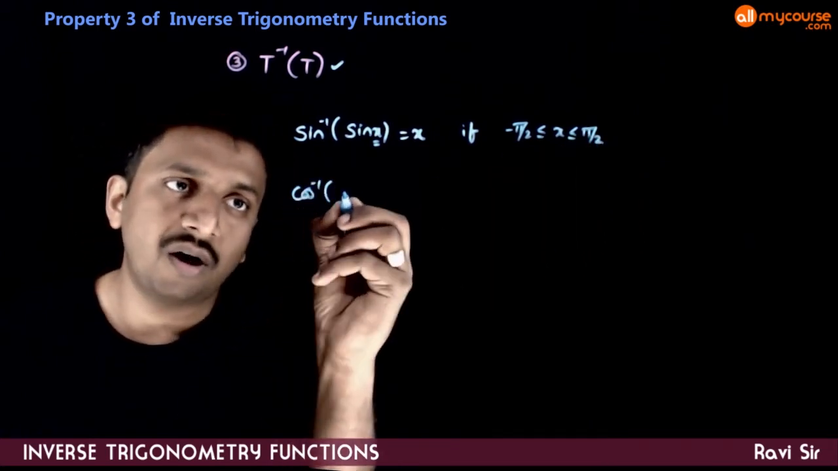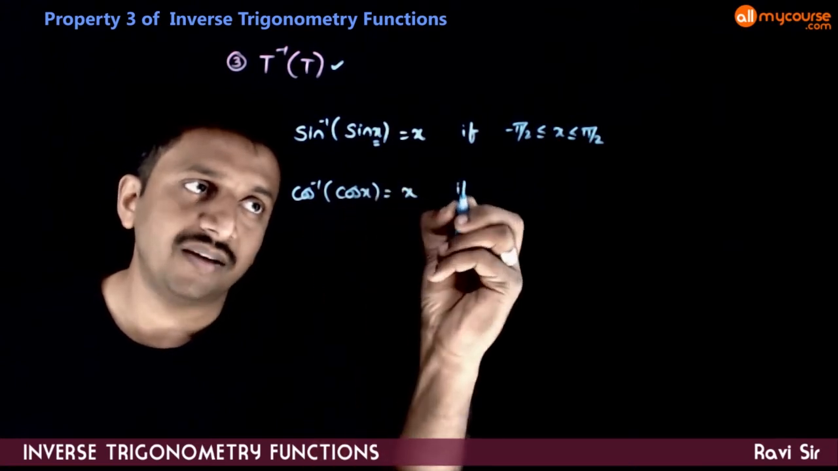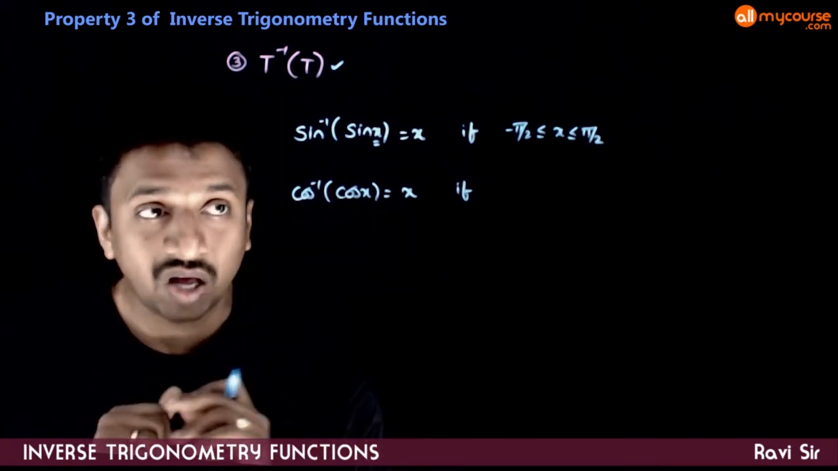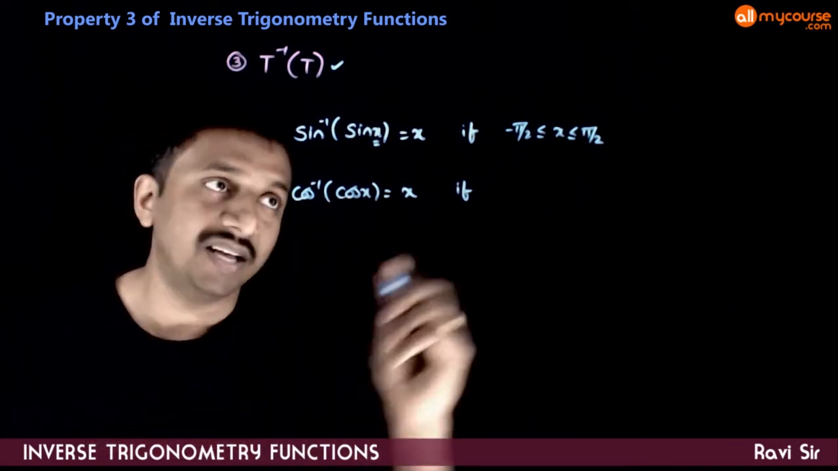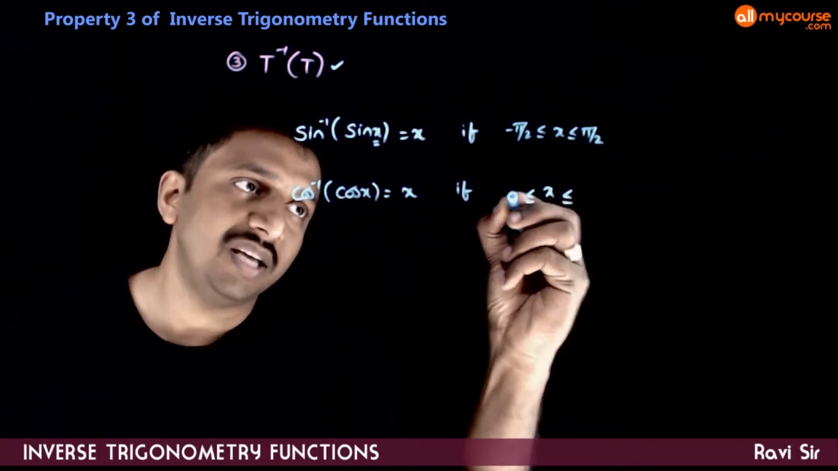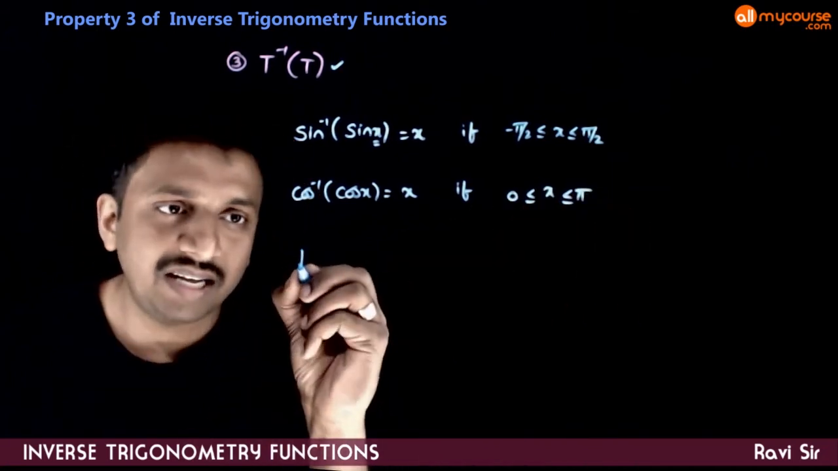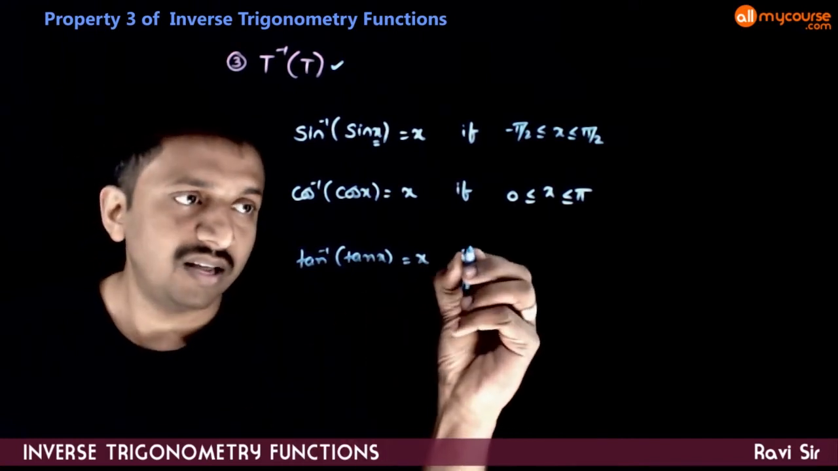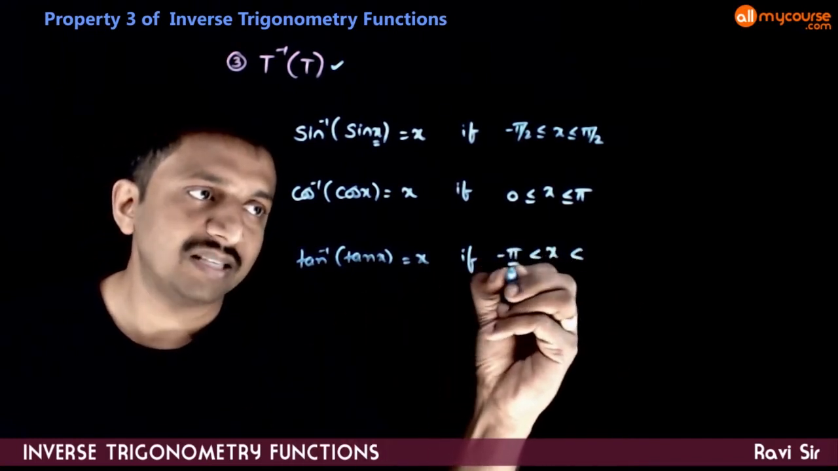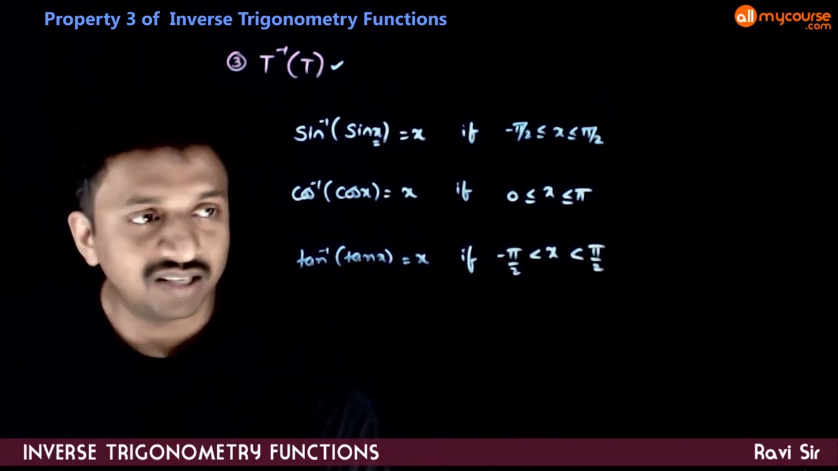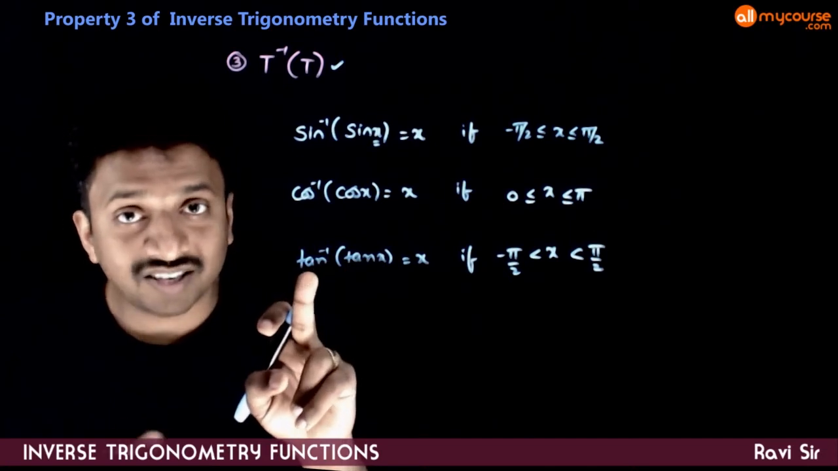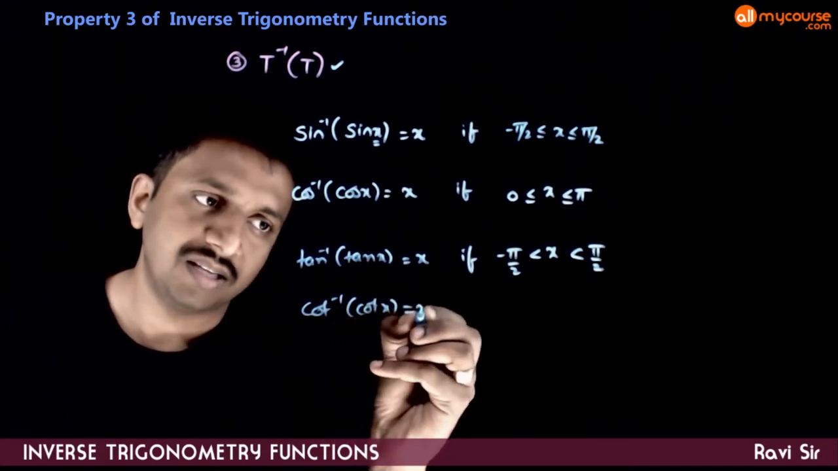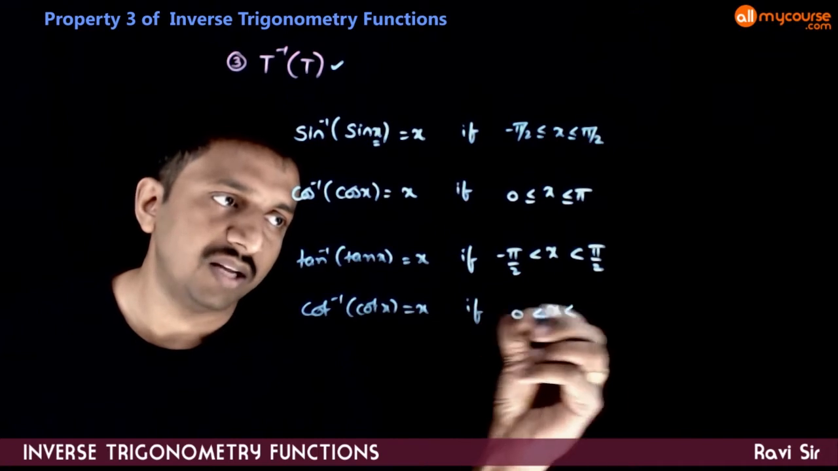Similarly, cos inverse of cos x will be equal to x if x lies in the restricted domain of cos, or x lies in the range of cos inverse. That is, x is between 0 and pi. Similarly, tan inverse of tan x is again equal to x if x is between minus pi by 2 and plus pi by 2, that is within the restricted domain of tan or within the range of tan inverse. Similarly, cot inverse of cot x is equal to x if x lies between 0 and pi.